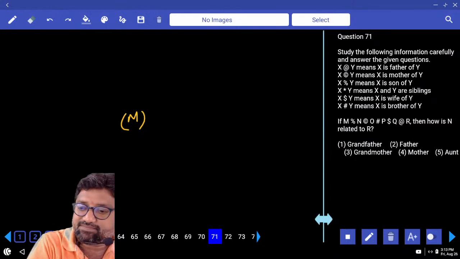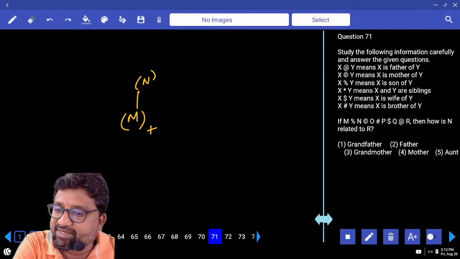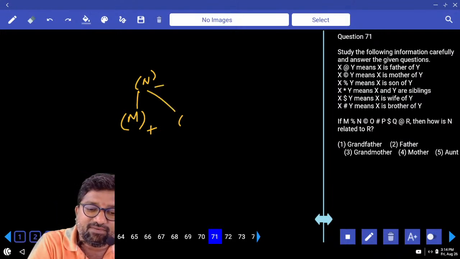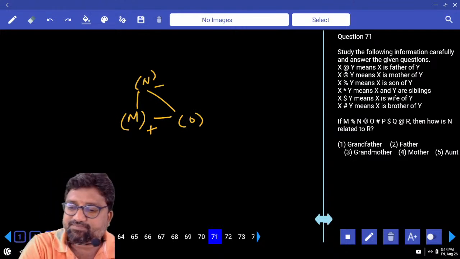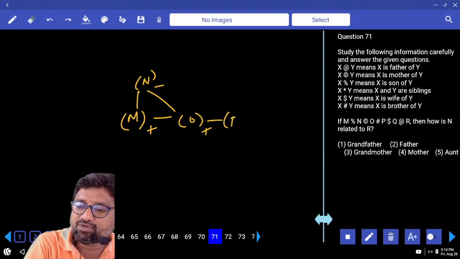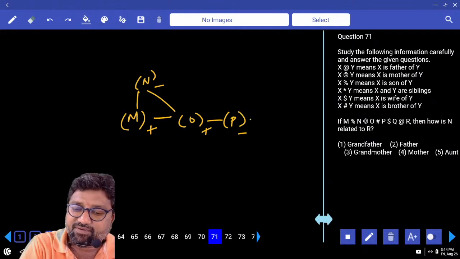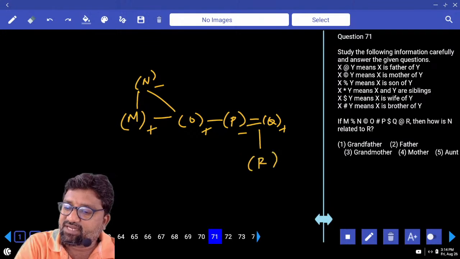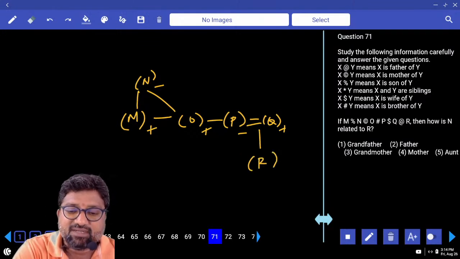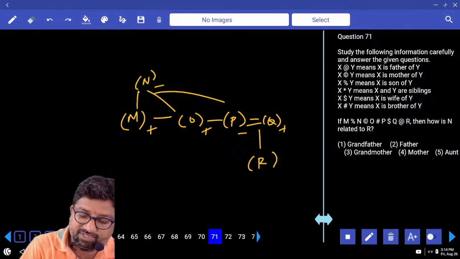Come on. M is the son of N. N copyright. N is the mother. O hash. O is the brother of P. P dollar. P is the wife of Q at the rate. Q is the father of R. Then how is N related to R? How is N related to R? Come on. Very good.